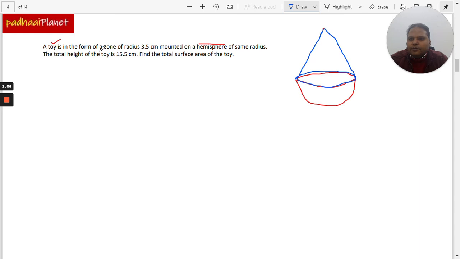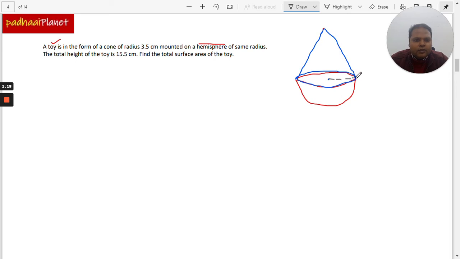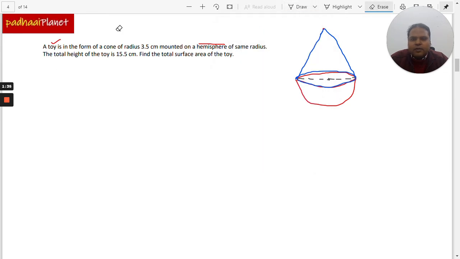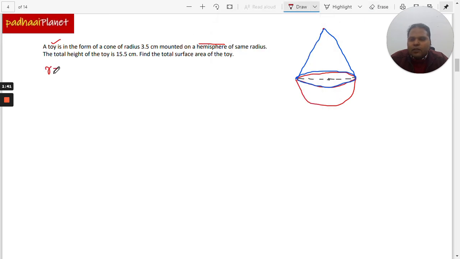Now the radius of the hemisphere is given, so the radius of the hemisphere is going to be this, so let's mark it. So this is going to be the radius of the hemisphere and also the radius of the cone which we have. So that's the R which is given here, which is 3.5 centimeters. Let me just write it with the proper color so that it is visible to you. So R is 3.5 centimeter.